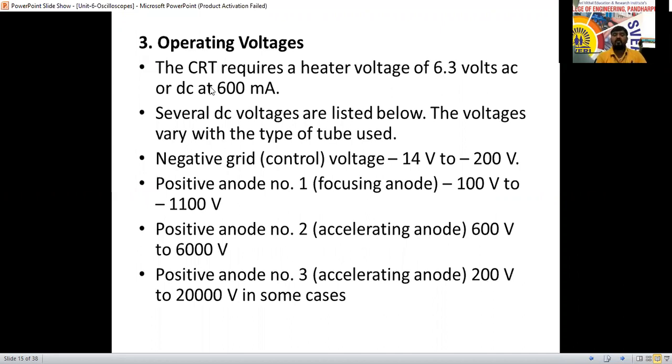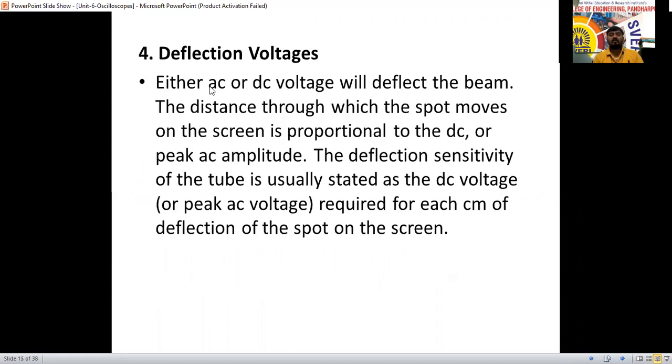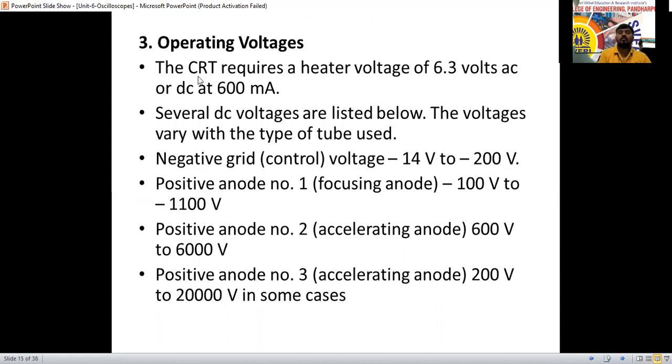Already I told that one, it is -2 plus we are operating. So the operating voltages: the CRT requires heater voltage for heating, 6.3 volts AC or DC at 600 milliampere. You know, current is 600 milliampere. 600 milliampere कितना होता है? 0.6 ampere. Yes, sir. 0.6 ampere current is required. That is less only, na.